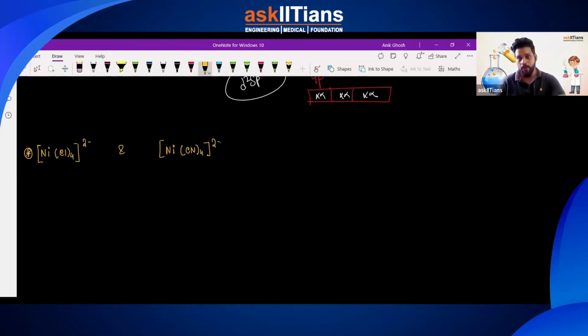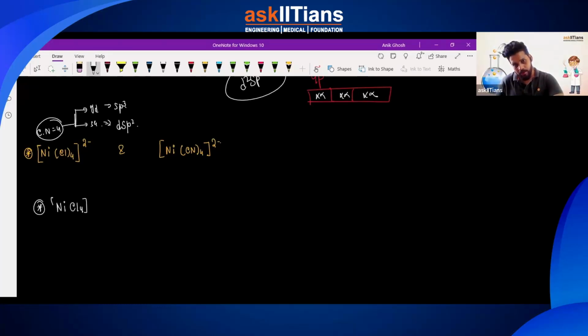First of all, how can we eliminate the rest of the part here? The coordination number in both the cases is coming as 4. So it is either going to be tetrahedral or square planar. For tetrahedral, what is the hybridization? sp3. For square planar, what is the hybridization? dsp2. This is what we have discussed. Now, in the first case, NiCl4 2-, what is the oxidation number of nickel? Nickel is considered as X. So X minus 4 equals minus 2, so X is coming as plus 2.